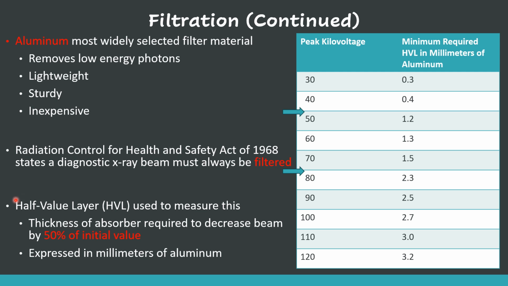An important concept to remember is the half-value layer. It's used to measure the thickness of the absorber required to decrease the beam to 50% of its initial value. This is expressed in millimeters of aluminum. So here, in order to cut the 70 kVp beam in half, you need 1.5 millimeters of aluminum. In order to cut the 50 kVp beam in half, we need 1.2 millimeters of aluminum. All the way up to our chest X-ray at 120 kVp, we need 3.2 millimeters of aluminum to cut that in half to 60.